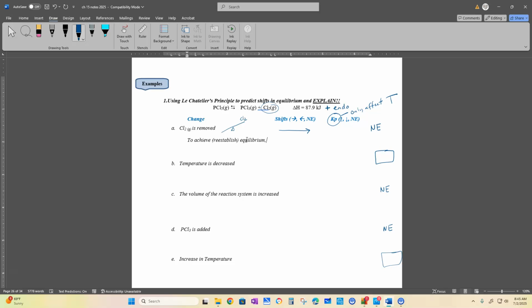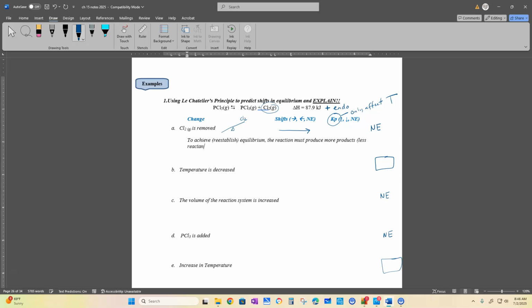To achieve or reestablish equilibrium, the reaction must produce more products. Like I said, you could also say lose reactants. Please don't write both. It's kind of overkill. And shift the reaction to the, looks like right side, so that K equals Q. Ta-da! There you go. Okay.